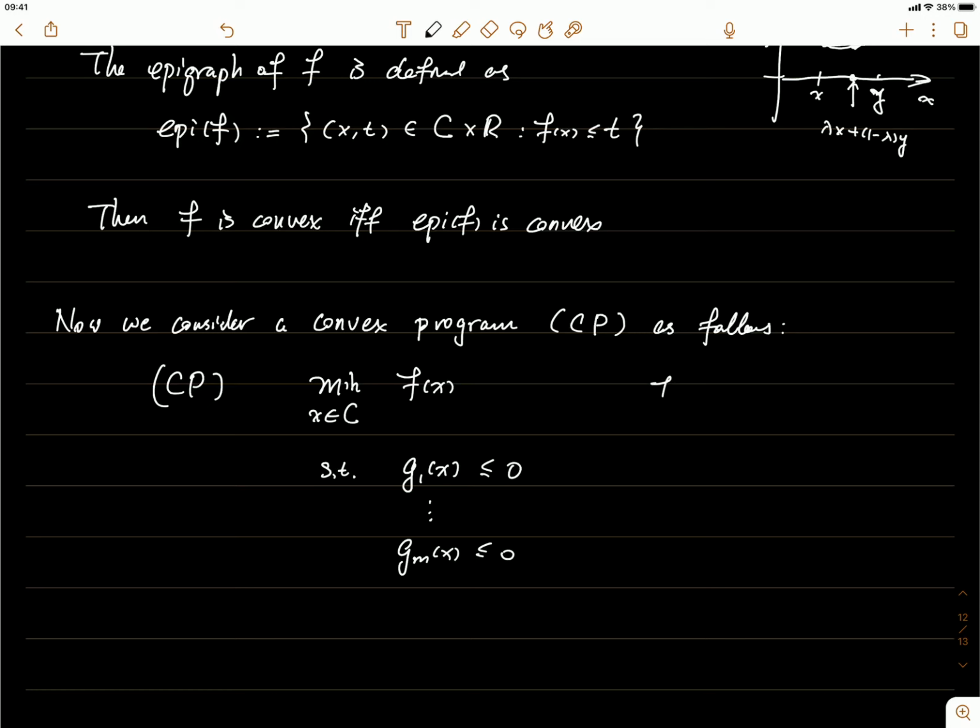Okay, so this f, g1, through gm, they are all convex functionals. This f is called the objective function, or objective functional. And this g1 through gm, they are called constraint functionals. So we're looking for the minimizer of f under the constraint that x is a point in C, and at the same time g of x is less than or equal to 0 for every one of these g's. Okay, so that is a convex program.